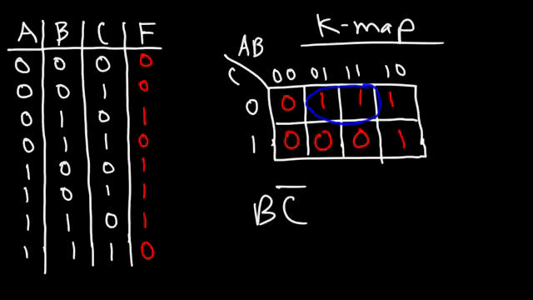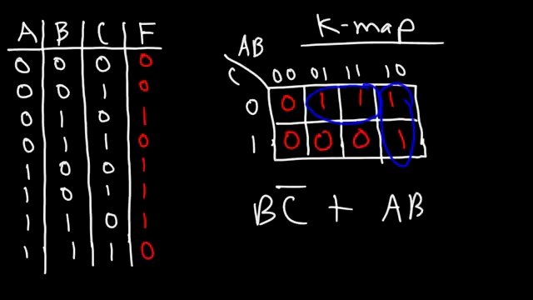Now let's move on to the next pair of 1s. So let's put an OR symbol represented by the plus sign. So for the second pair of ones, what variables do not change? Notice that C changes. So for this pair of ones, it is independent of C. But notice that AB is the same. A is 1, B is 0.